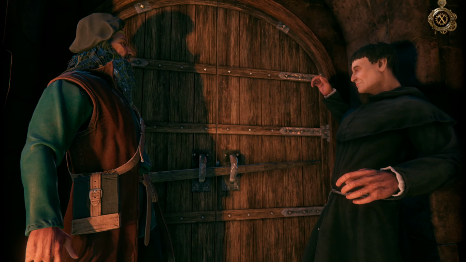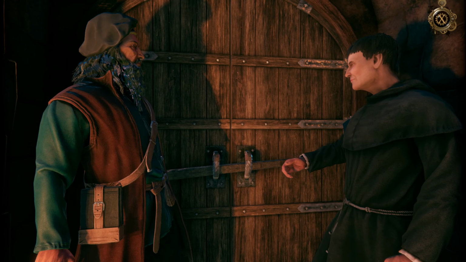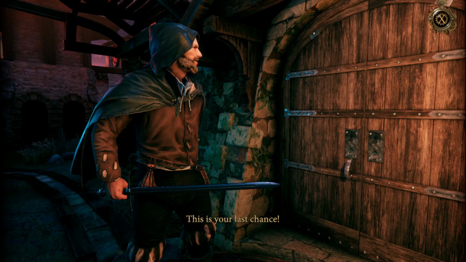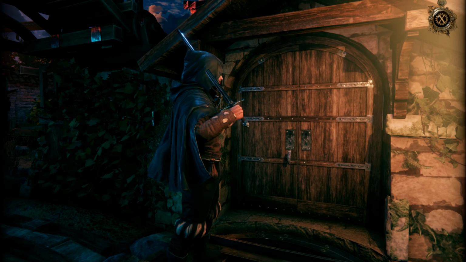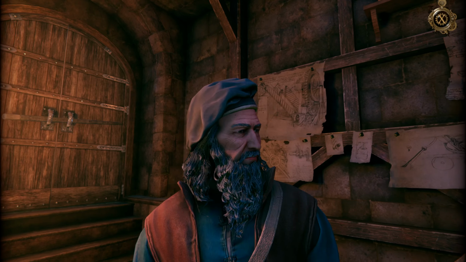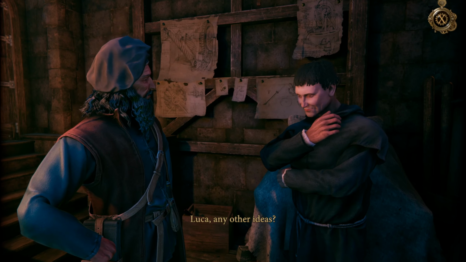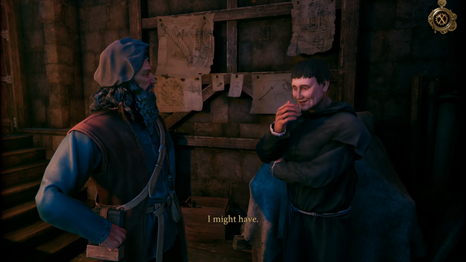Oh! You want me to act like a brigand? I can do that. Open these doors or I'll break them down. This is your last chance. Well, that was about a peaceful solution. Luca, any other ideas? I might have.